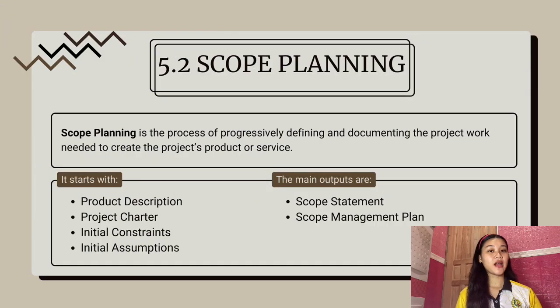Next is the scope planning. Scope planning is where the project team creates a detailed scope statement. This document explains what the project will accomplish and what work will be required to complete it. It serves as the basis for planning the entire project. It starts with product description, next is the project charter, then initial constraints, and last is the initial assumptions. And its main outputs are the scope statement and scope management plan.